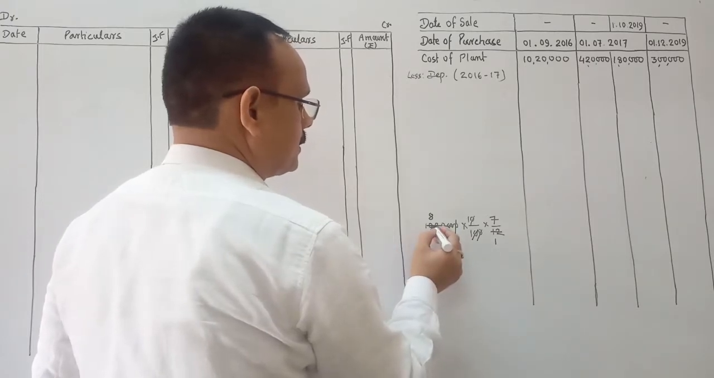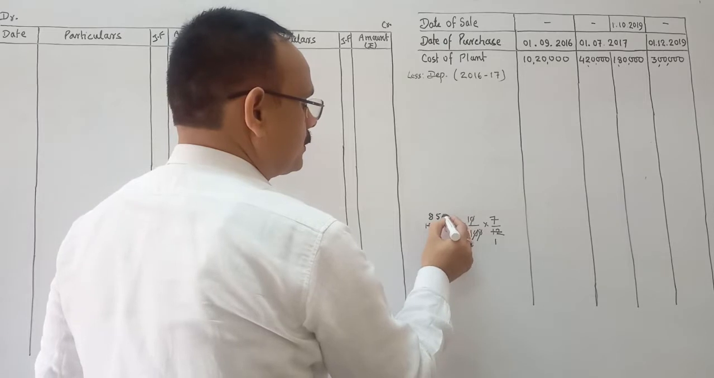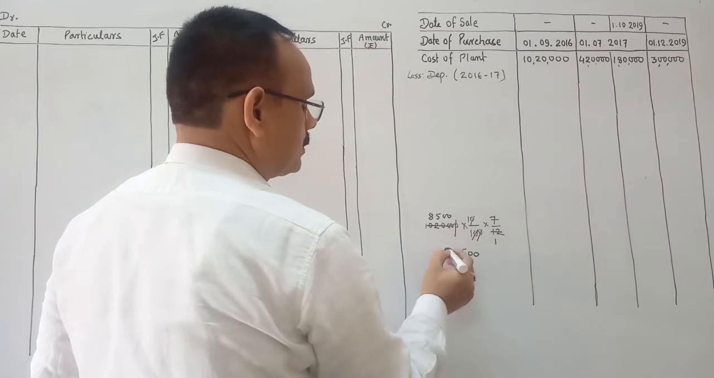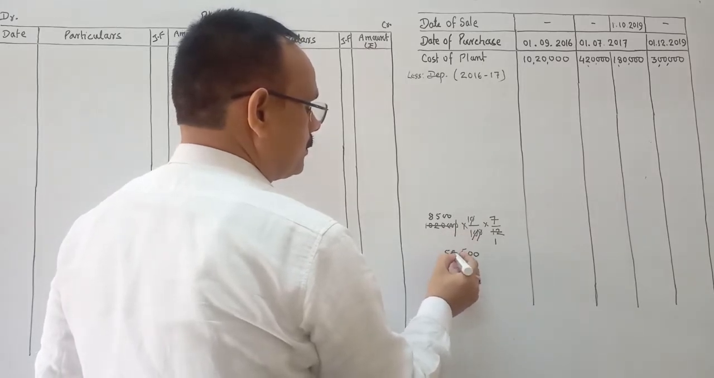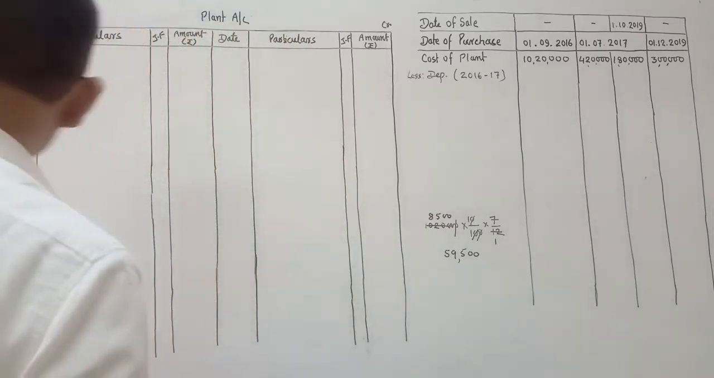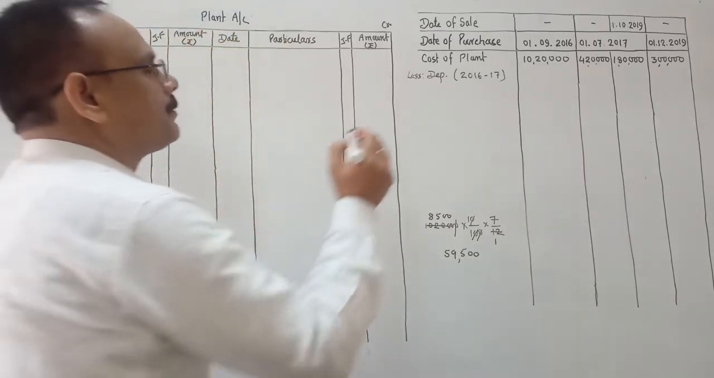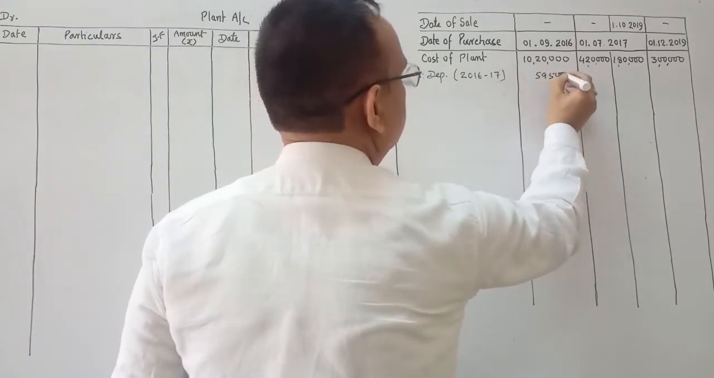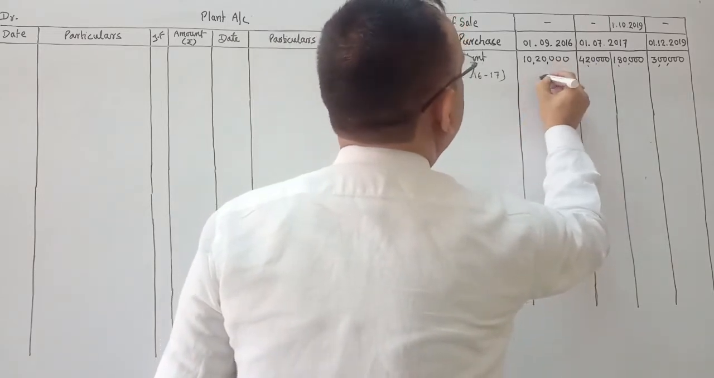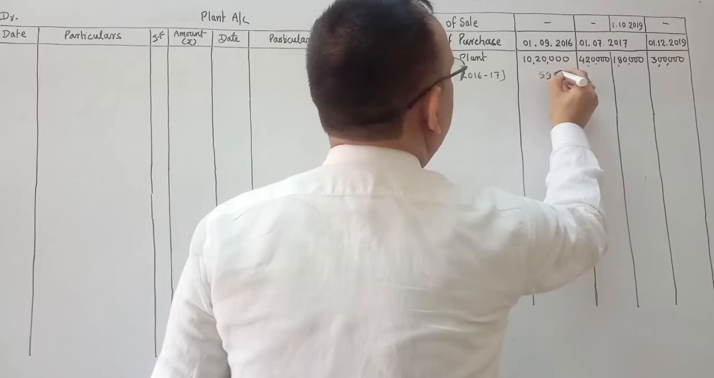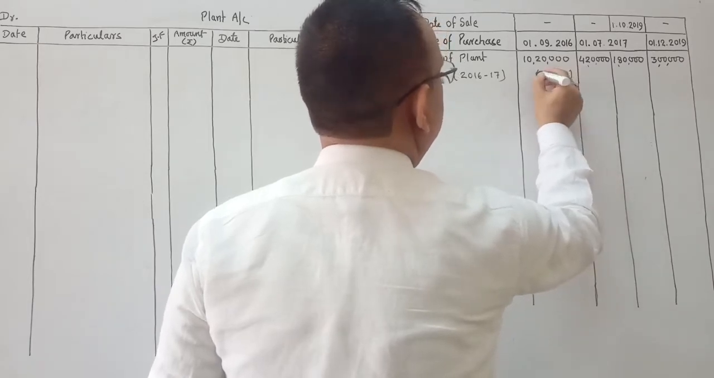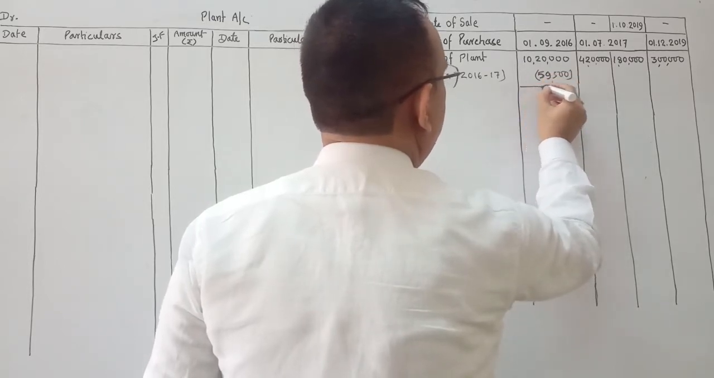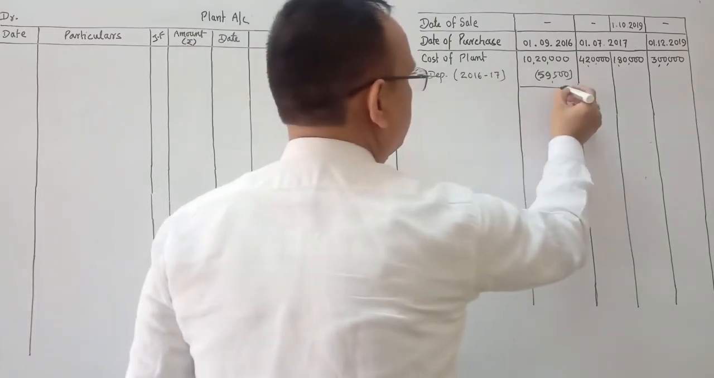$96,650. 59,500. So we'll write it, 59,500. This is the depreciation. Now we'll deduct this amount.